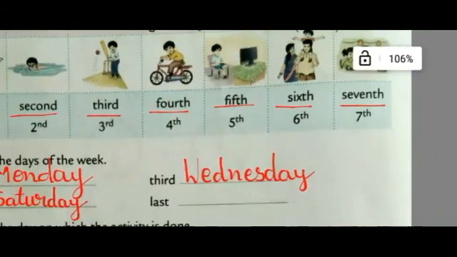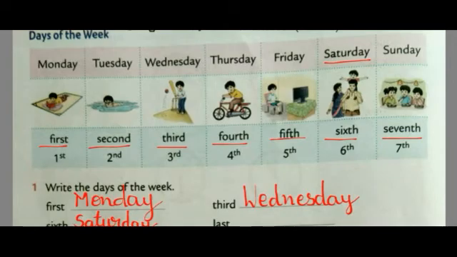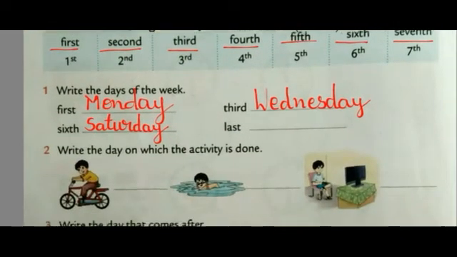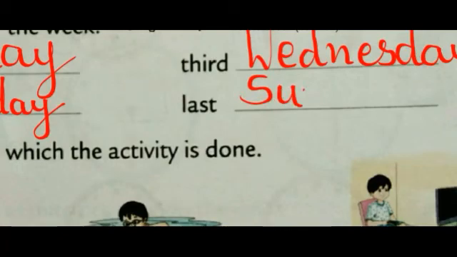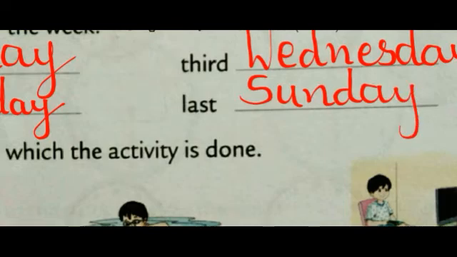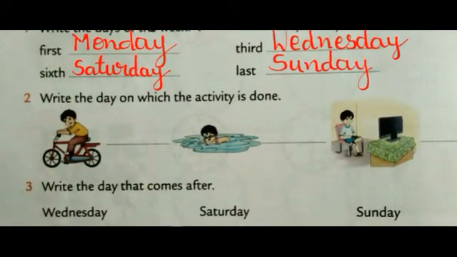So if we started with Monday as the first day, automatically Sunday will be the last day. So we will write here Sunday. S-U-N-D-A-Y, Sunday. Okay. Now, let's see the next question. Write the day on which the activity is done. So scholars, this question I would like you all to try it as homework.